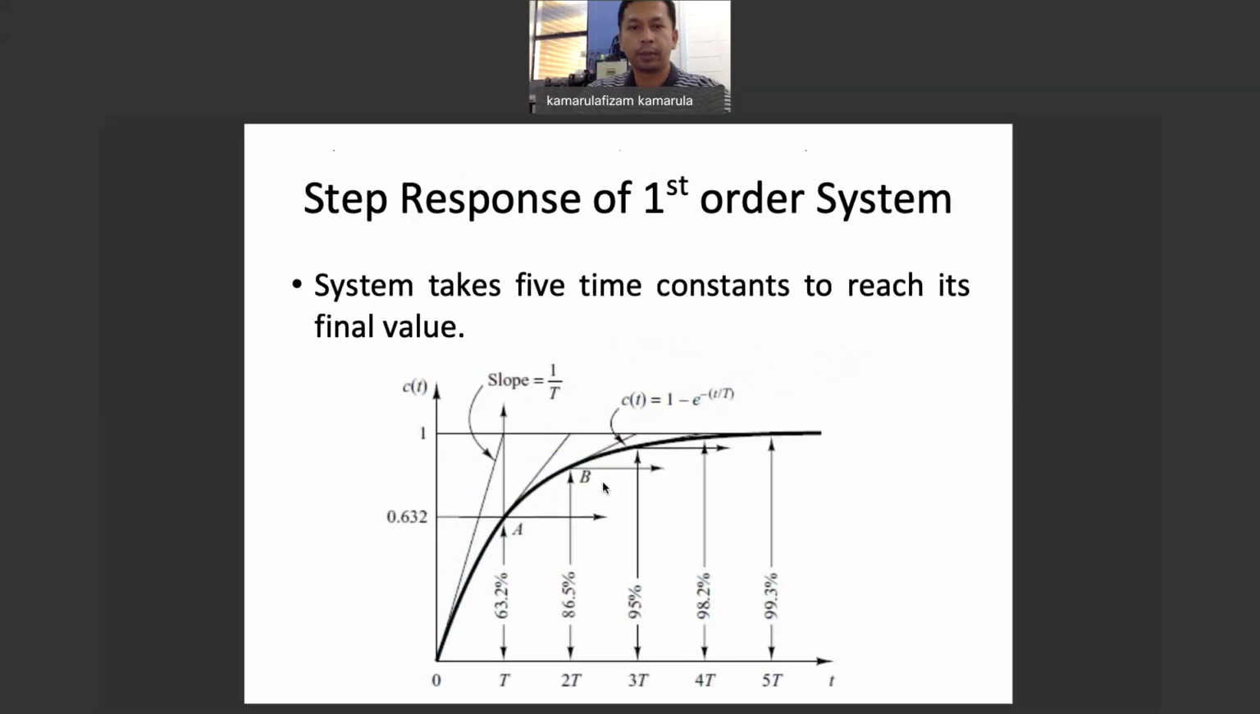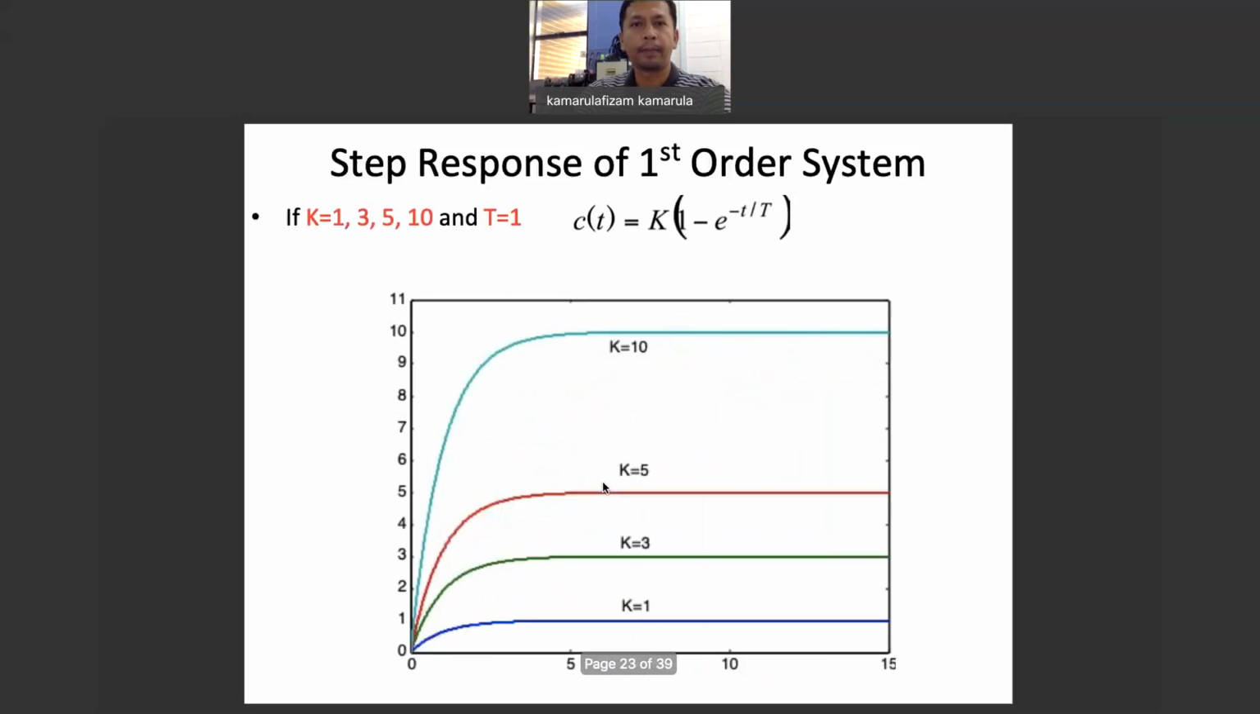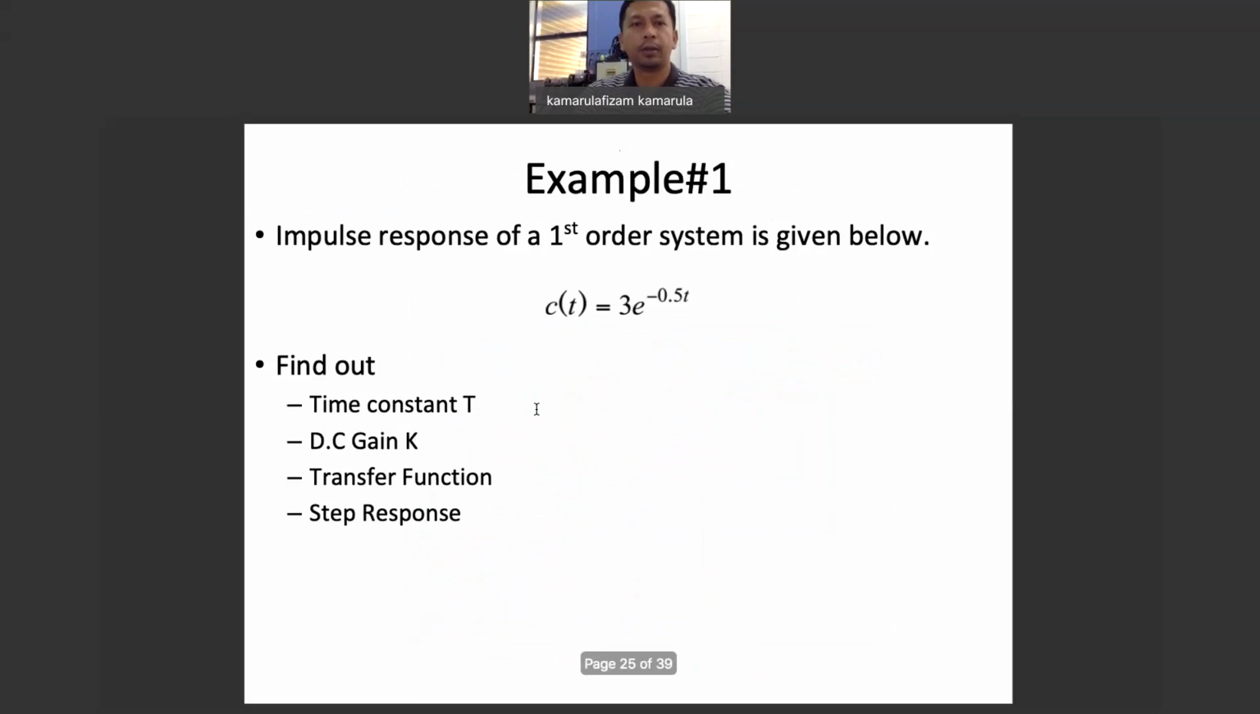So again, the same thing I was explaining just now regarding the time and the gain of the control system. You can basically do it again. The relationship between step and impulse response: the step response of a first order system is something like this. When you differentiate the step response, you will have something like this. So the step and the impulse response are basically interchangeable by differentiation and integration.